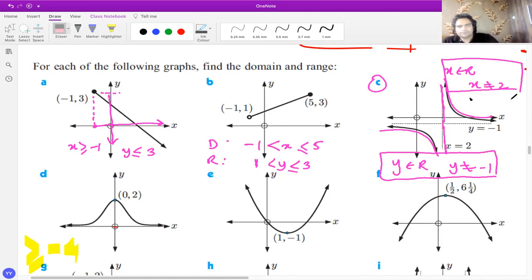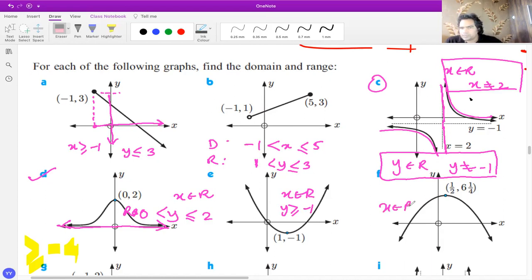So x belongs to real numbers, x should not be 2, y belongs to real numbers, and y should not be -1. Now, as far as the D part is concerned, you can see that it extends to both sides. So the domain is all real numbers, x belongs to all reals, and y will be between 0 and 2, which is the range. So 2 is inclusive, but 0 is not included. And the third one, the domain is all real numbers, and the range is y greater than or equal to -1. For this one, the domain is x belongs to real numbers, and the range will be y less than or equal to 4. So that's how you predict the domain and range for this particular question.